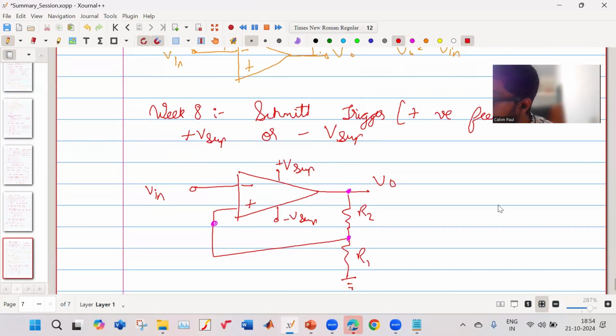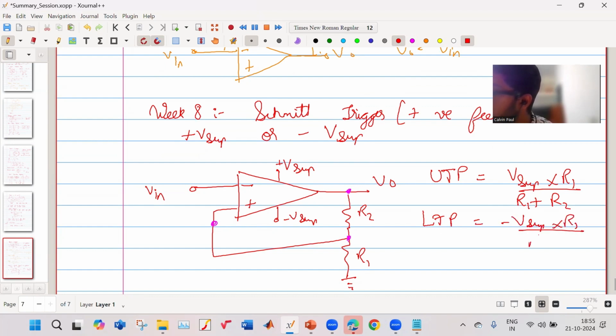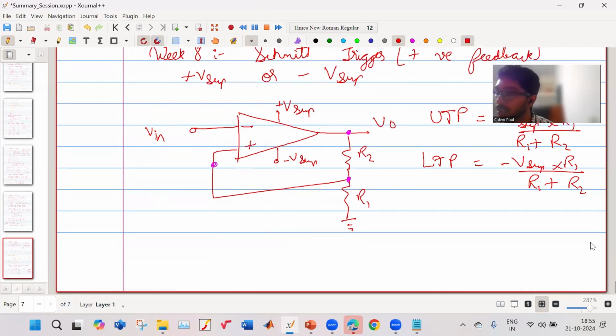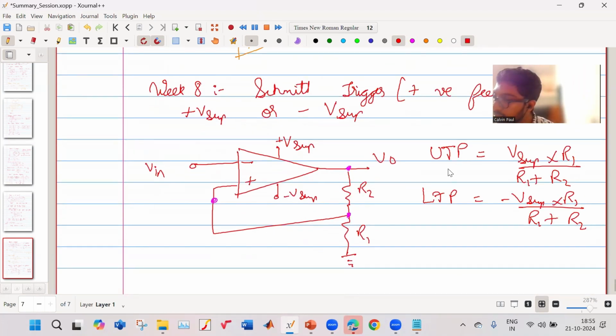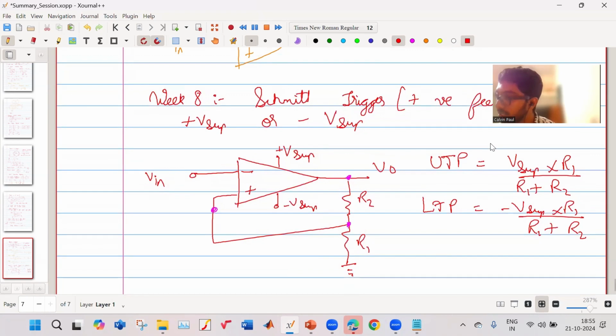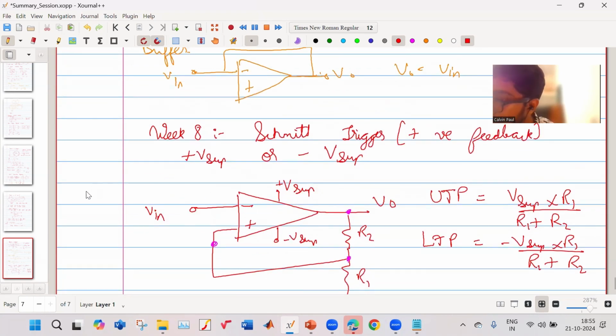Okay, let me write down the formula. The upper trigger point in this case is V supply into R1 by R1 plus R2, and the lower trigger point is minus V supply into R1 divided by R1 plus R2. And how it works is, when the input voltage crosses the upper trigger point, it will go low. Then when it goes below the lower trigger point, it will go high. Okay, that changes the output. So this is an inverting Schmitt trigger.